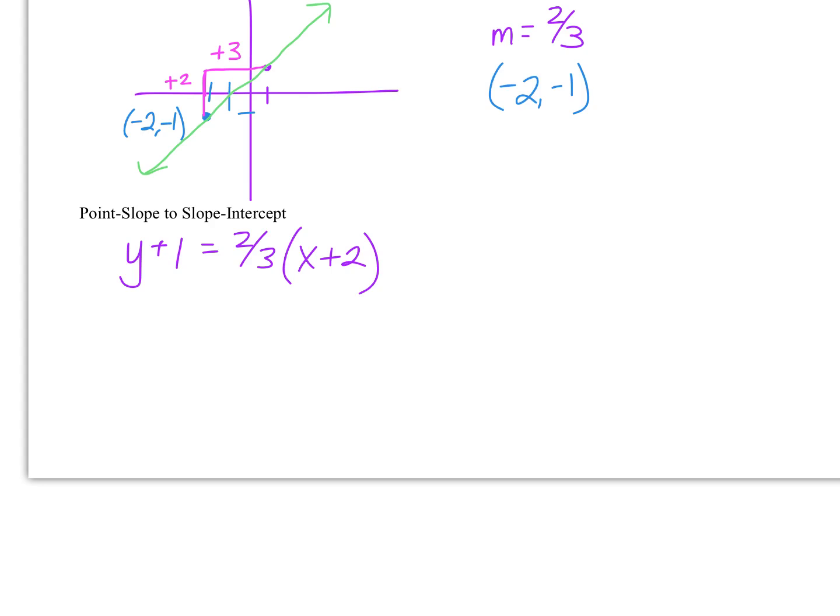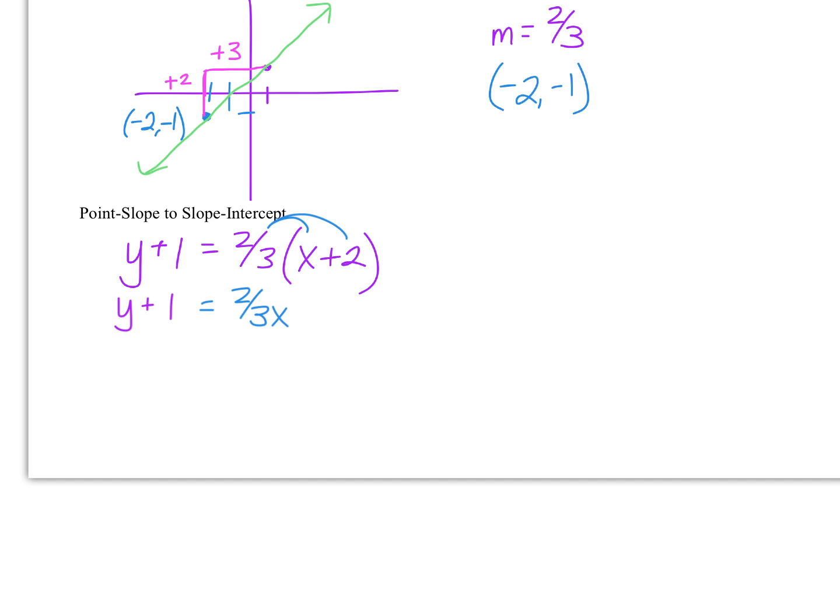So just by instincts, if I was like, do something with this, what would you feel like you should do with this, without graphing it? Yeah, I would distribute the 2/3, exactly. So you're going back to your instincts of solving stuff. So I still have this y plus 1. So 2/3 times x is just 2/3 x.